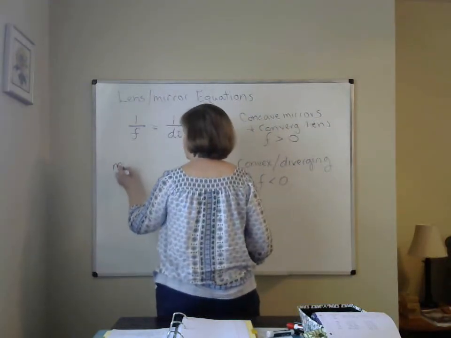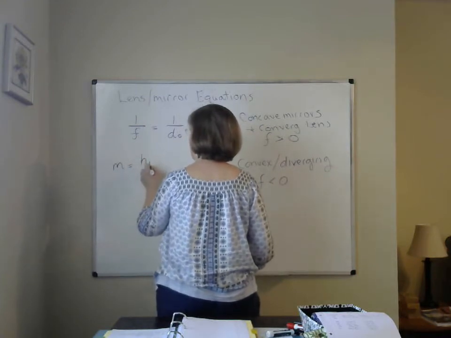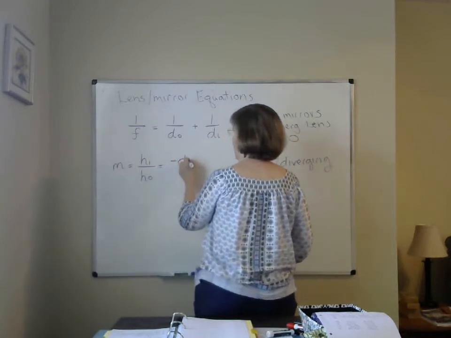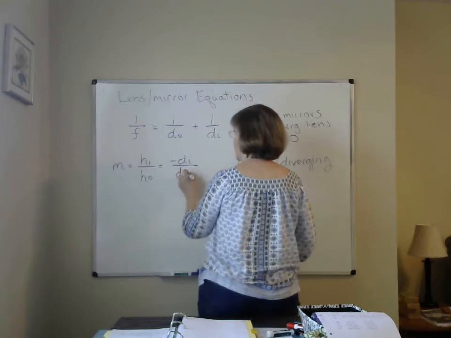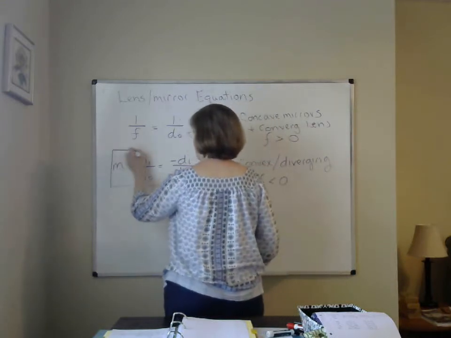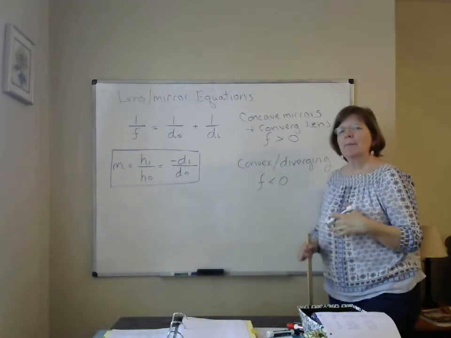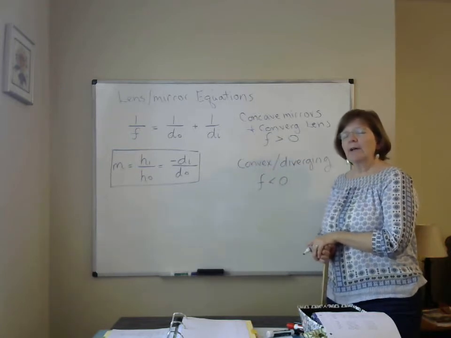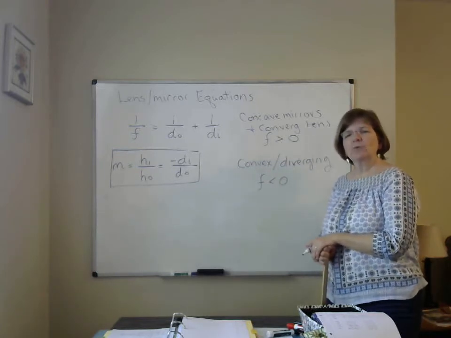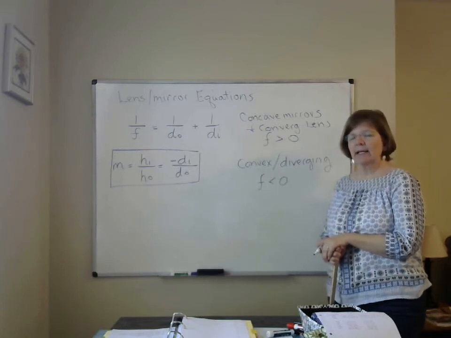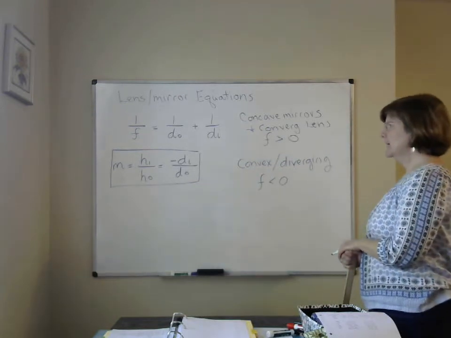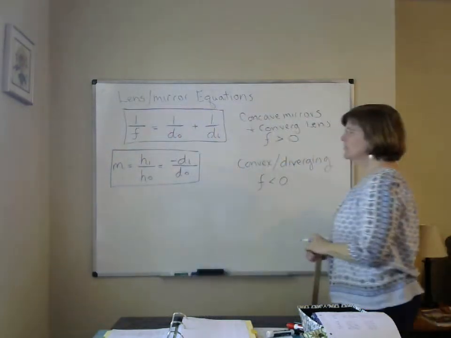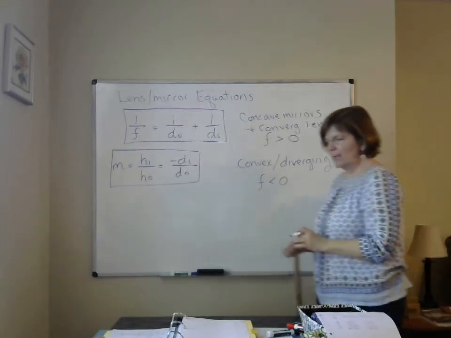The magnification is simply the ratio of the image height to the object height, which happens to be equal to the negative of the image distance over the object distance. Now, when we talk about a negative height, that just simply means the object is inverted. If the object's right side up, magnification will be positive. If the object's upside down, magnification will be negative. So we've got two formulas, pretty straightforward. So we probably are ready to work an example.